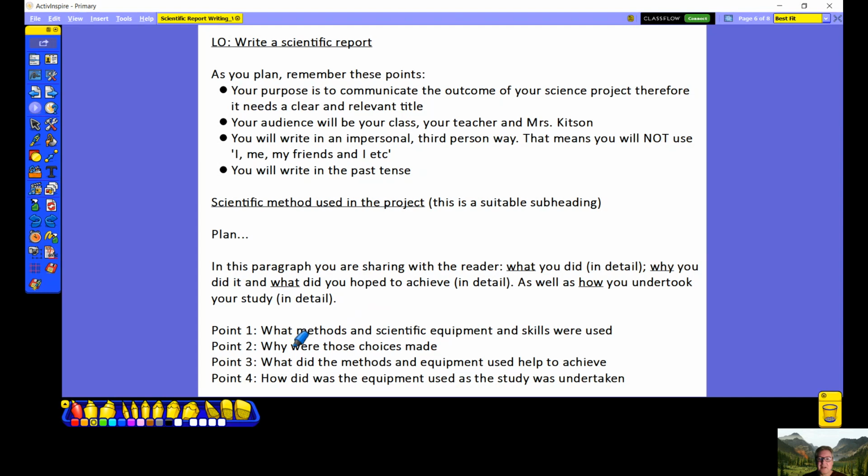So point 1, I'm thinking what methods and scientific equipment and skills were used. Why were those choices made? What did the methods and equipment used help to achieve? How was the equipment used as the study was taken? So you might want to pause the video and reflect on those points. Thinking about your own project, how would you start to structure that?